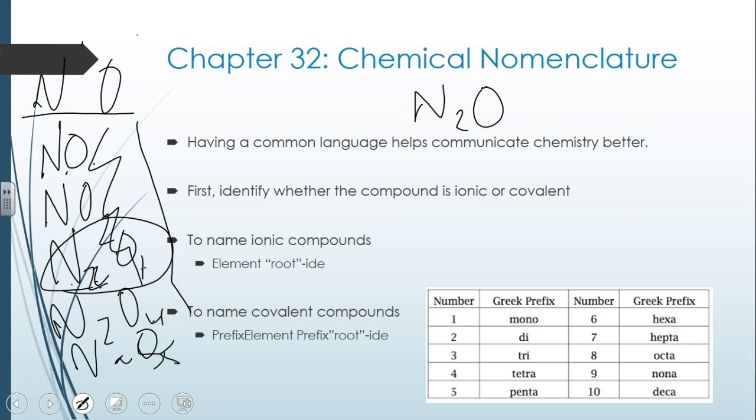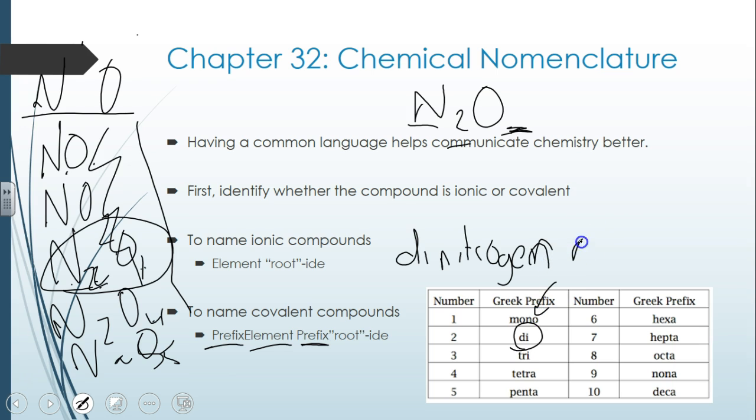But N2O. So we do prefix. How many nitrogens are there? There's two. What's the prefix for two? Di. So we're going to do di, and then now name the element. Di what? Dinitrogen. And now, how many oxygens are there? There's one. So now we put a space, we do a second word. What is the prefix for one? It's mono. But because we have two O's next to each other, well, you'll see.